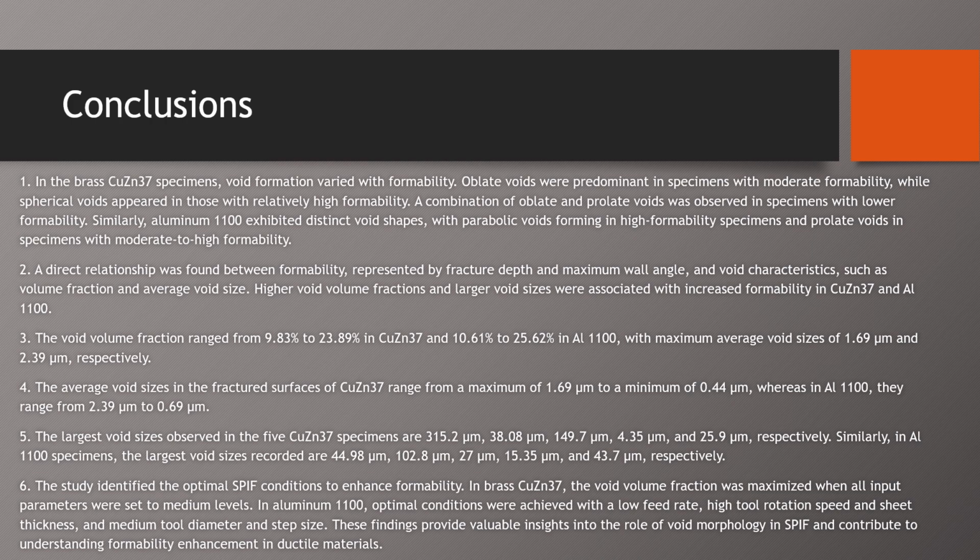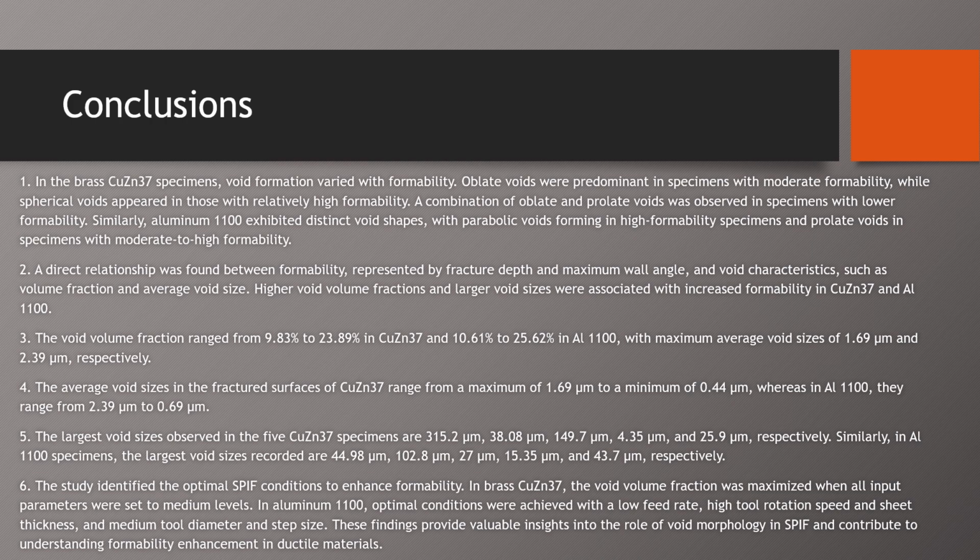Conclusion: in the brass, oblate voids were mainly formed in the specimen with moderate formability, spherical voids in the relatively high formability specimen, and a combination of oblate and prolate voids was observed in the specimen with lower formability, while in aluminum, parabolic voids formed in the high formability specimen and prolate voids in the specimen with moderate to high formability. A direct relationship was found between formability and void characteristics.